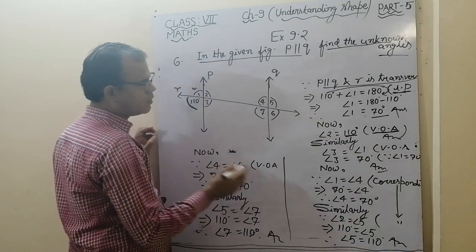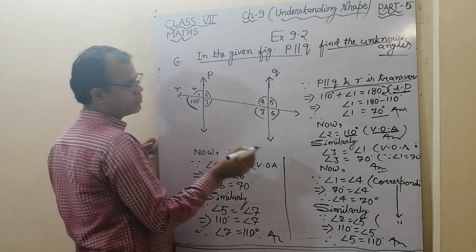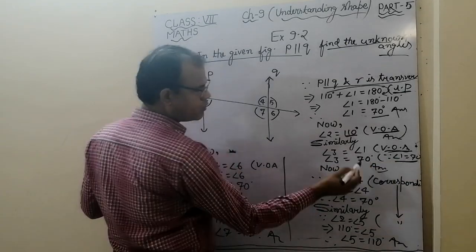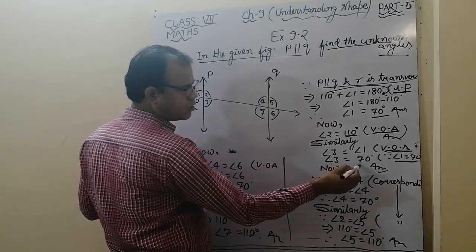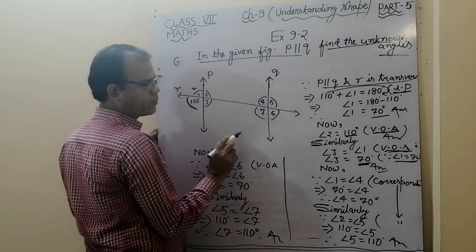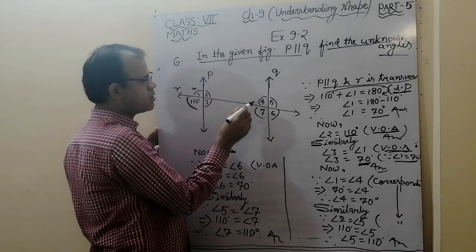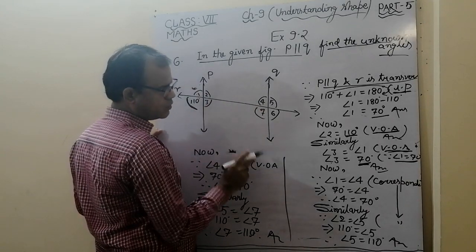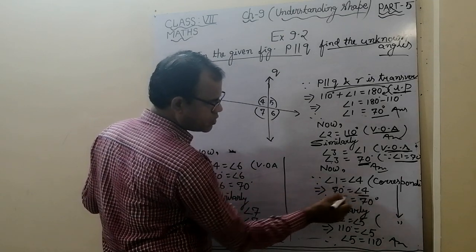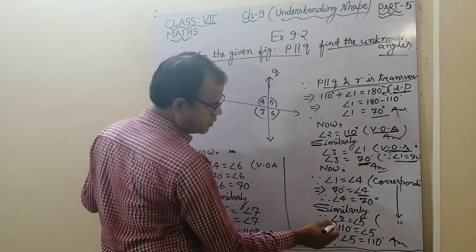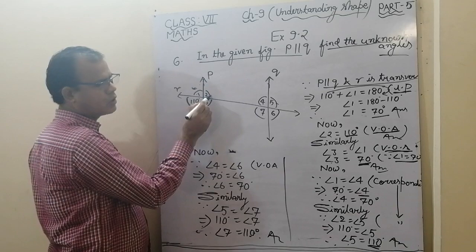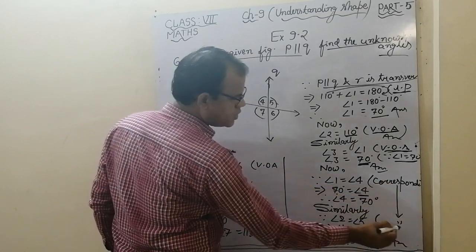Next, similarly angle 3 equals angle 1. Why? Vertically opposite, so angle 3 equals the value of angle 1, 70 degrees, so angle 3 is also 70 degrees. Now angle 1 equals angle 4, as you know these are corresponding angles, and angle 2 equals angle 5, these are also corresponding angles. So the value of angle 1 is 70, so angle 4 is 70 degrees, and angle 5 is 110 degrees, because angle 5 equals angle 2 due to corresponding angles, same reason.